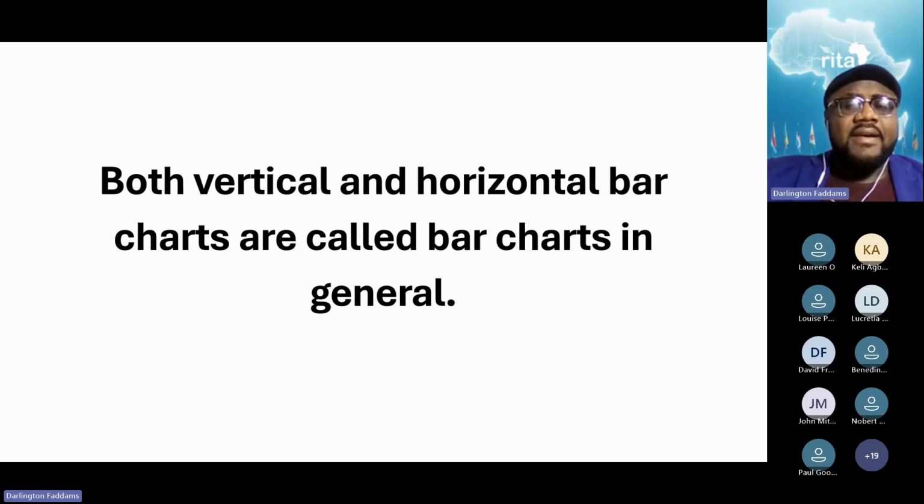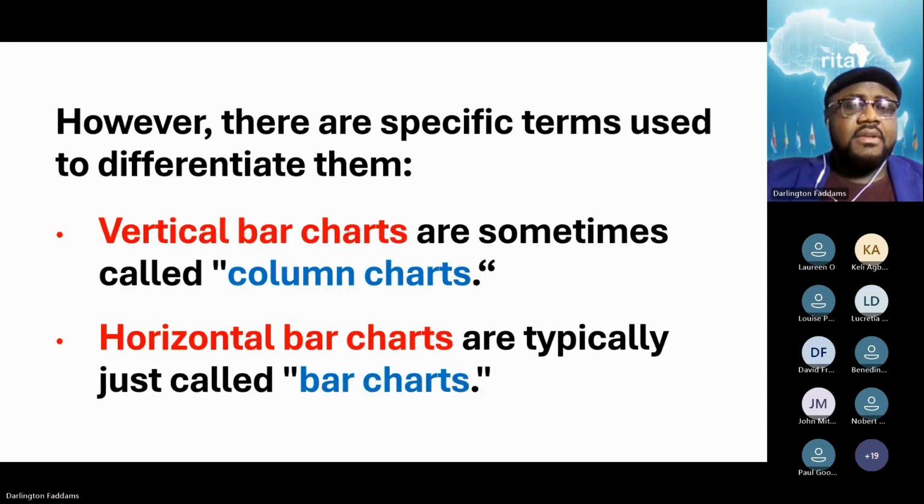Now, both vertical and horizontal bar charts are called bar charts in general. However, there are specific terms used to differentiate them. The vertical bar chart technically is referred to as a column chart. And from today, as data professionals, we are going to stick to the technical term used to refer to vertical bar charts. And the horizontal bar chart is typically just called a bar chart.